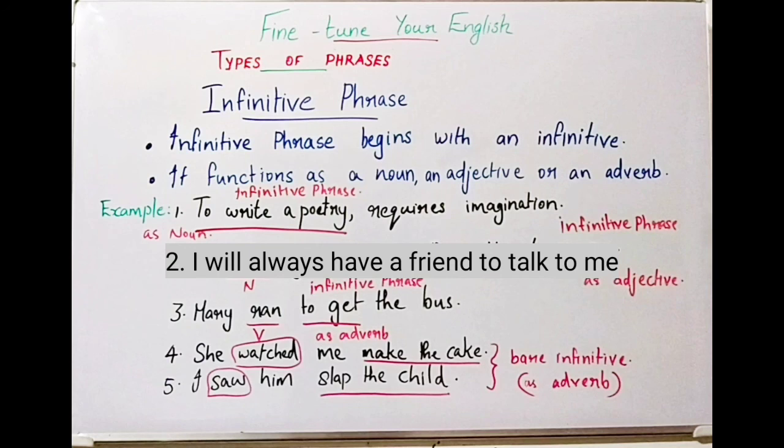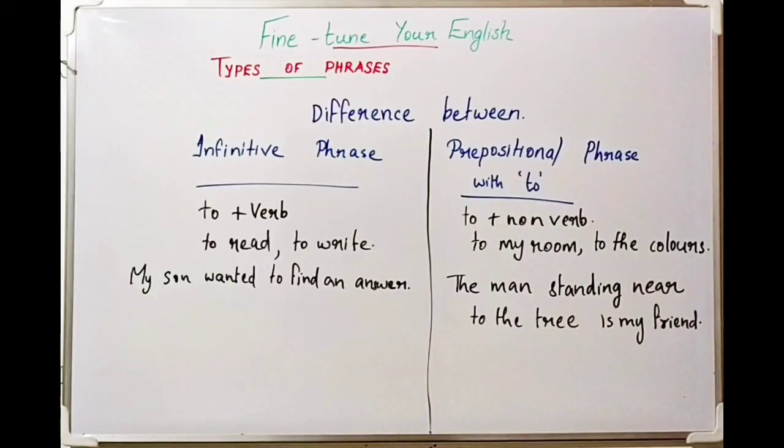Then the fifth example, I saw him slap the child. Here, saw is the verb and slap the child is the bare infinitive phrase because it starts with the bare infinitive slap. And slap the child adds something more to the verb saw. So it is an adverb too. So in short, what we can understand is that these two bare infinitive phrases act as an adverb in these sentences.